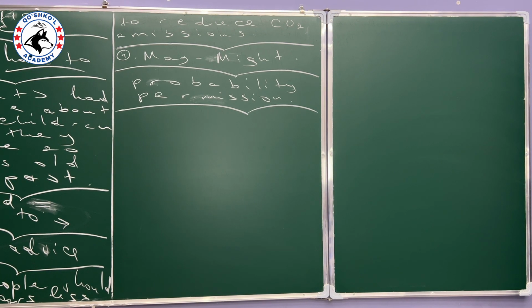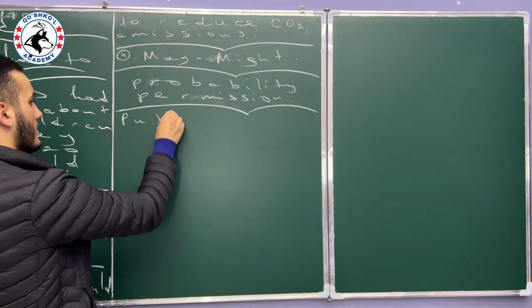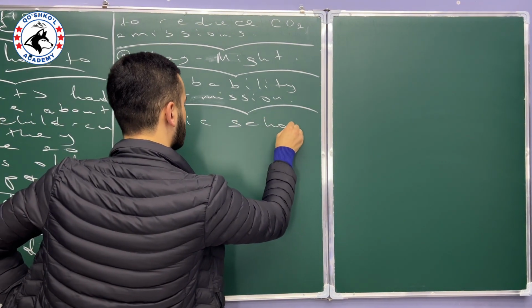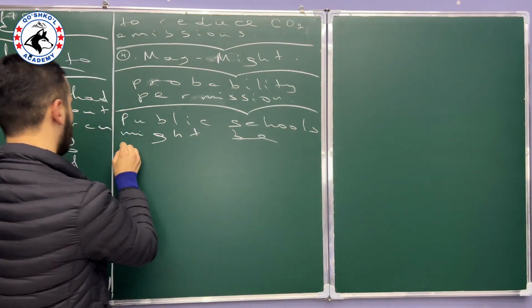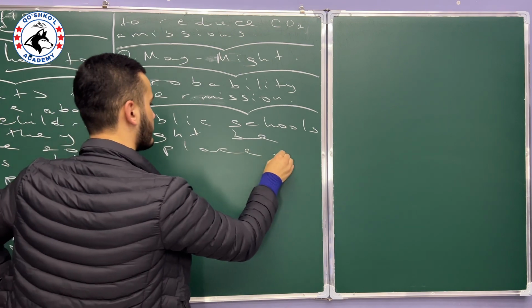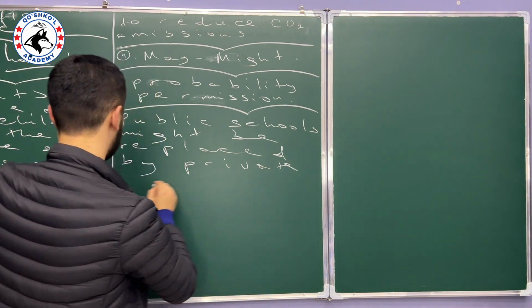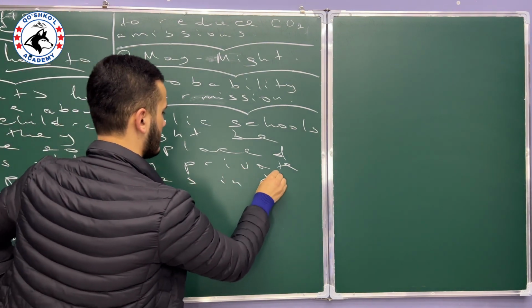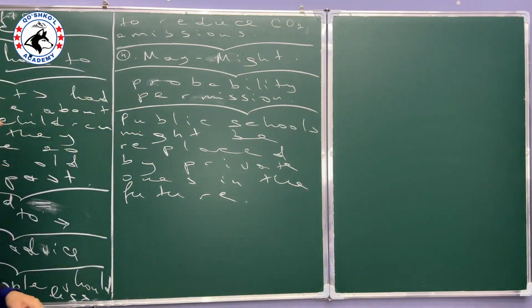I should write an example. Public schools might be replaced by private ones in the future. Which one is better, public schools or private schools? Why?